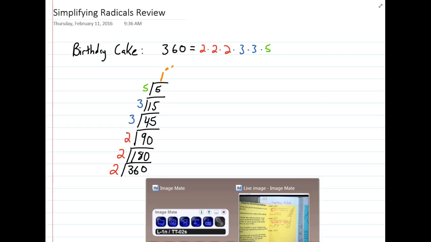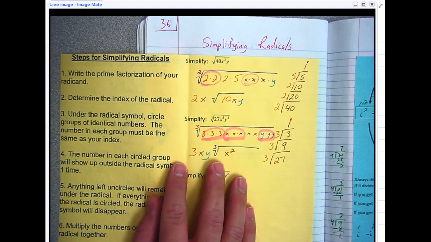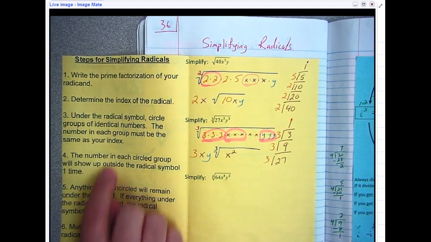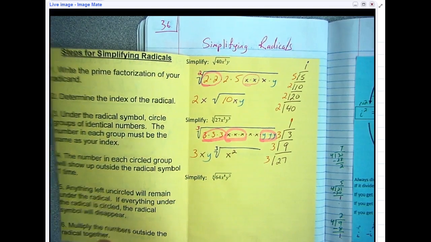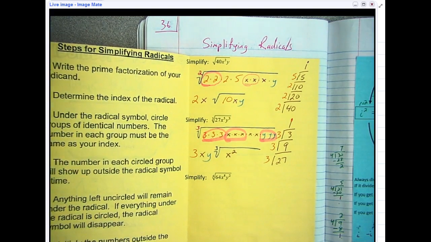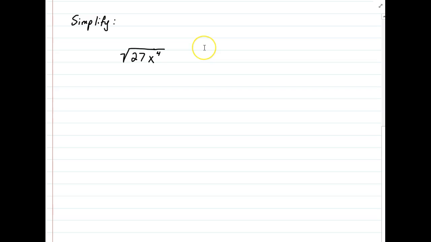So on the next page we have simplifying radicals, and I want you to quickly review the steps for simplifying radicals. So now we're going to simplify the square root of 27 x to the 4th, and the first thing we want to identify is the index. When there's no number written on the outside, it's a square root, so the index is 2. And so start by doing the birthday cake of 27.